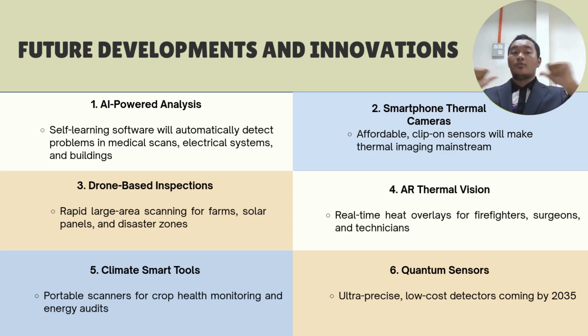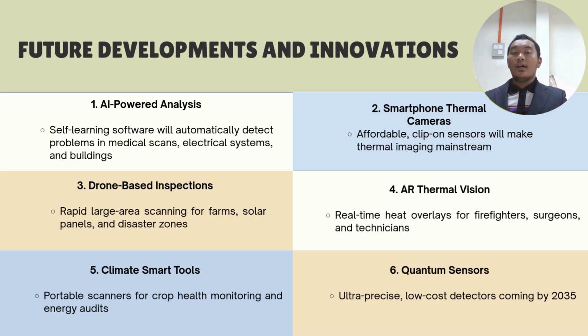Future development and innovation. The first one is AI-powered analysis. No more guessing, AI will instantly flag problems in medical scans, factories, or buildings. The next one is the smartphone thermal camera. It is affordable, and clip-on sensors will make thermal imaging mainstream. The third one is that we can scan an entire solar farm or disaster zone in minutes. The next one is AR thermal vision. Firefighters seeing through smoke, doctors spotting blood flow. Heat vision powered by augmented reality.